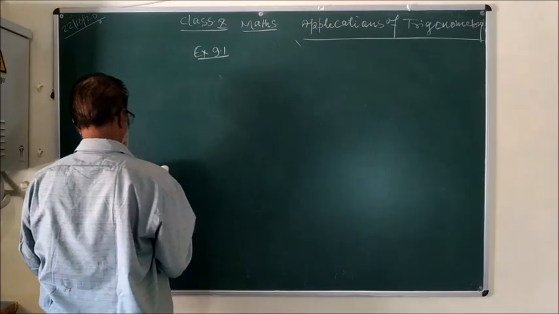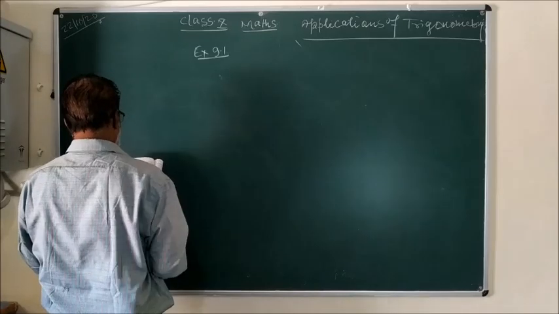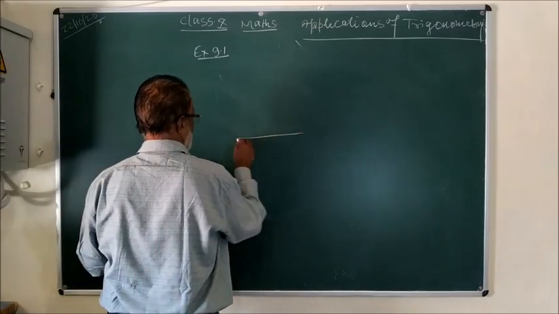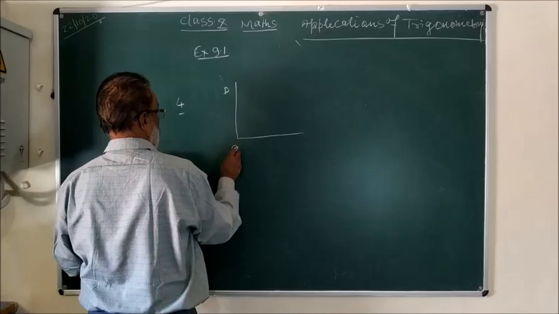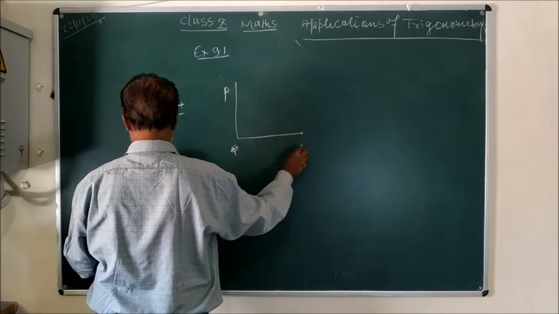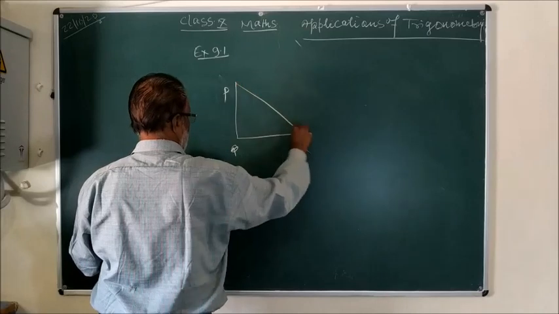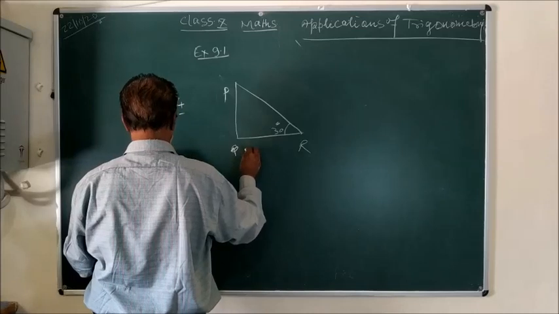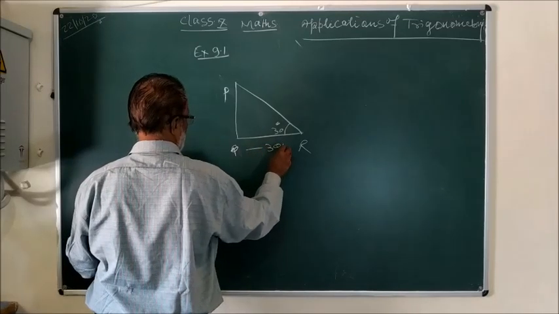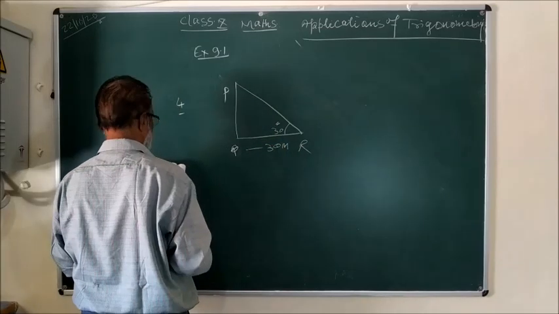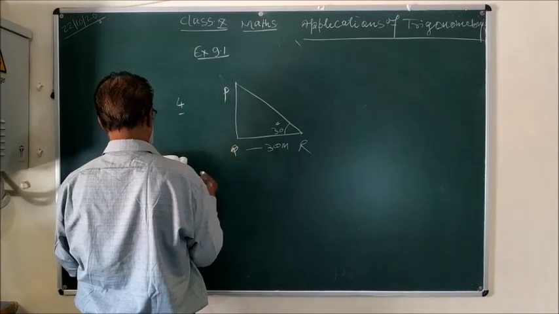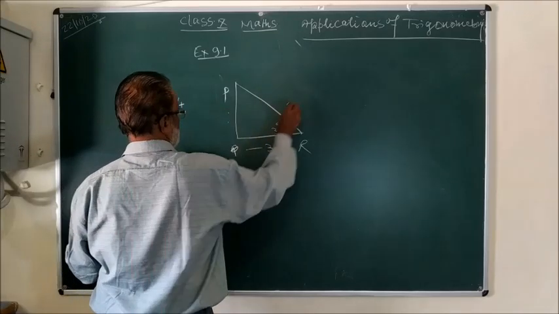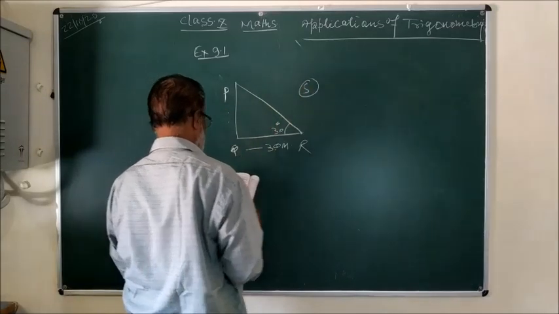Now you see angle of elevation, question 4. Angle of elevation of the top of a tower. Suppose this is the tower PQ, and this is the point where the angle is 30 degrees, and this point is at a distance of 30 meters from the foot of the tower. Now you have to find the height of the tower. So this is B, this is C. Tan 30 is P by B, you will simplify. So that is question number 4.